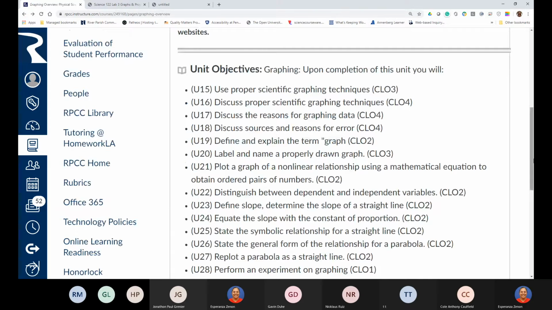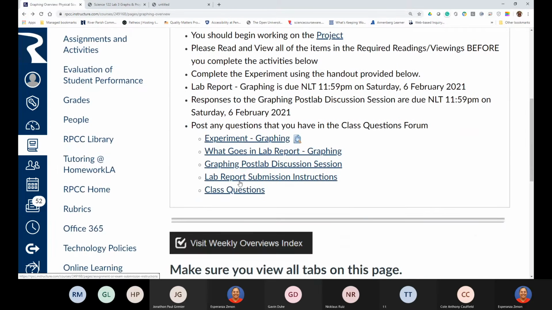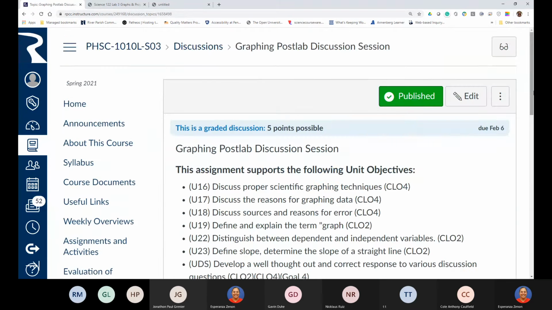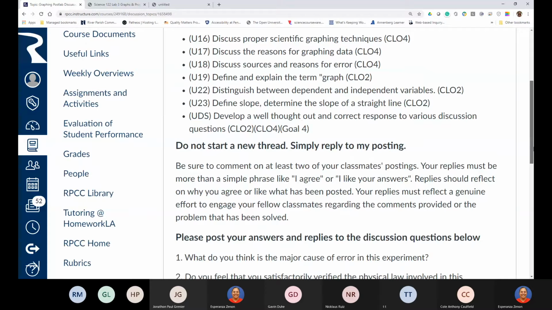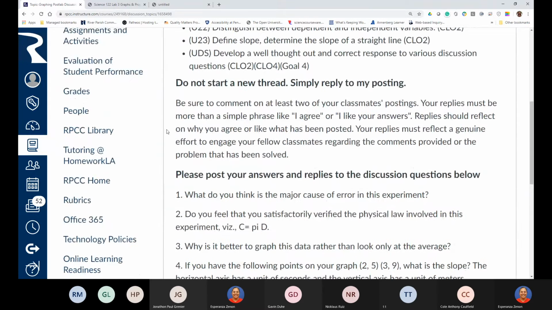All right. So now once you have done the experiment and the lab report, then you're going to do this post lab. For this post lab, you're required to come in and answer these 5 questions. You hit reply, post your answers to these 5 questions, and then it tells you that you have to comment to 2 of your classmates' postings.